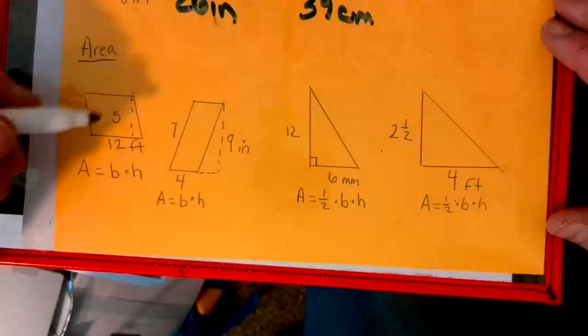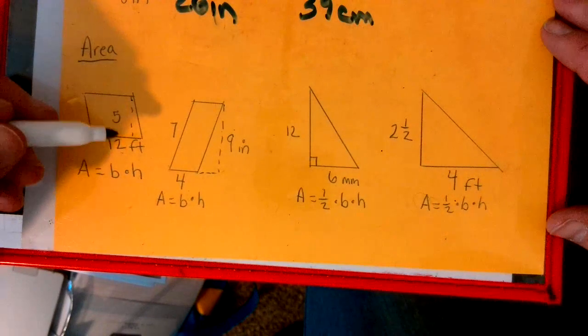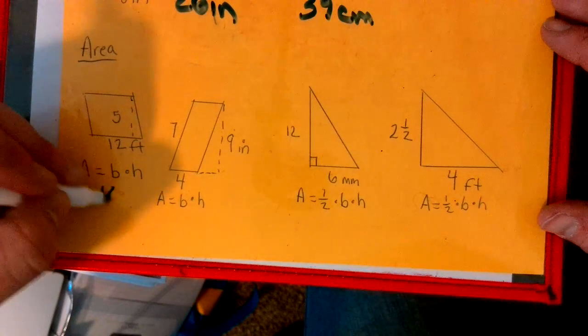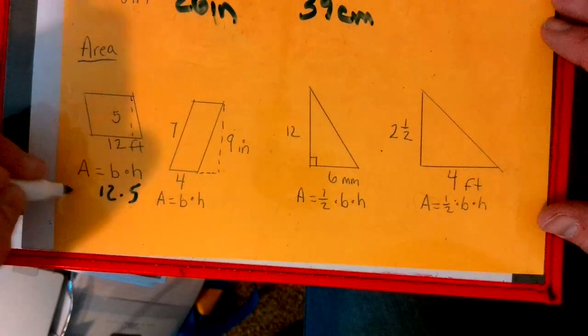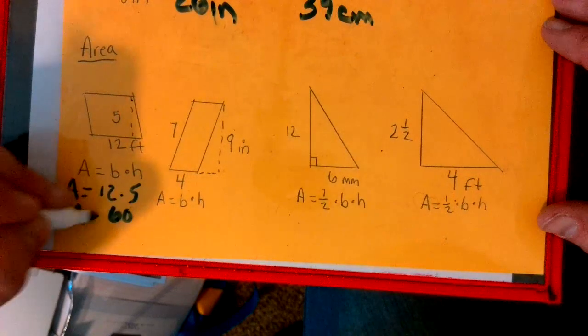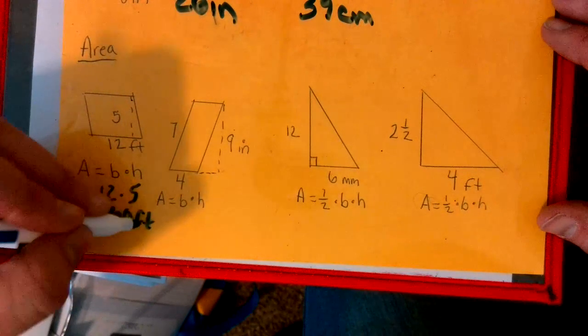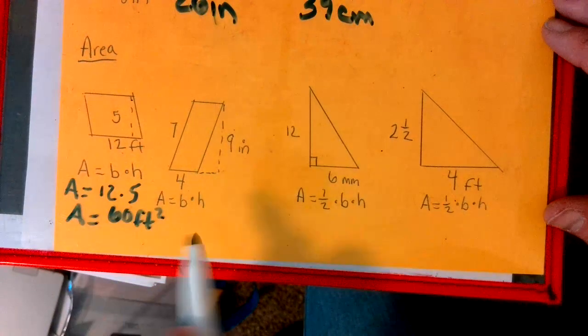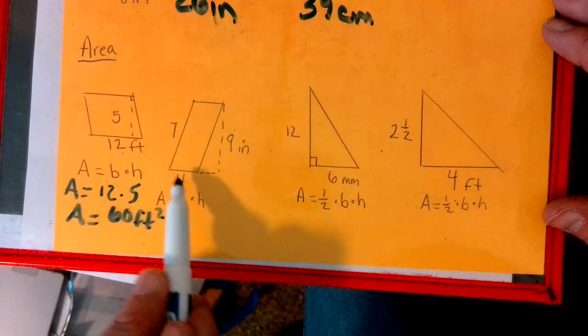Think about going to the doctor's office. When you go and get your height done, you are standing straight up. This is base times height. So the base is 12, the height is 5, and 12 times 5 is 60. Big A means little 2. That means we have to put a little 2 power on it. 12 times 5 is 60. Base times height. Base, height.